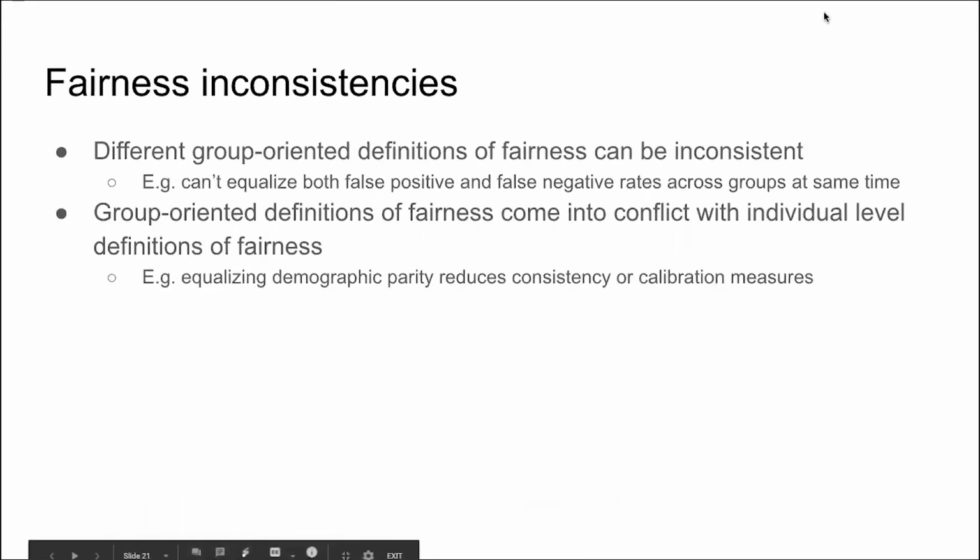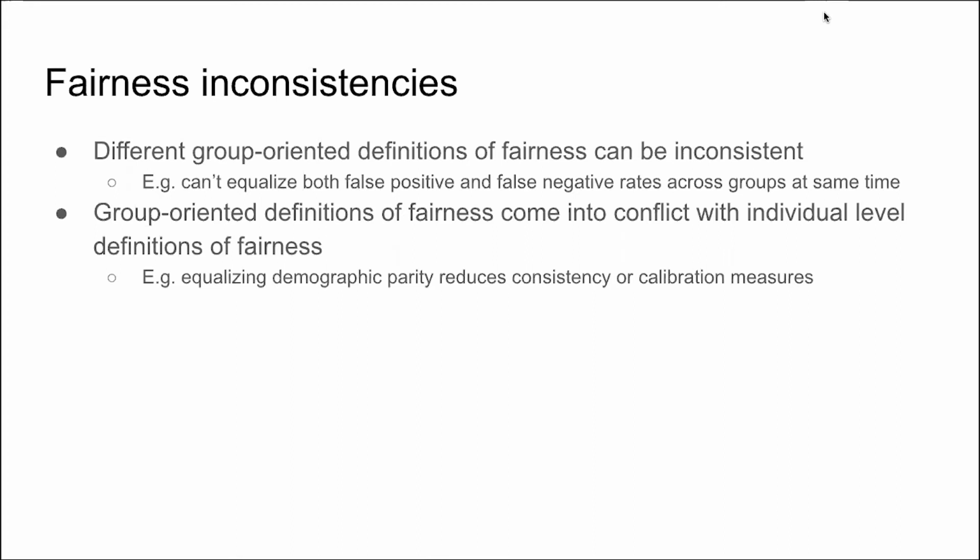There are fairness inconsistencies, though. Different group-oriented definitions of fairness can be inconsistent in the sense that you can't equalize them at the same time. So in many systems, you can't have the same false positive and false negative rates, say for different racial groups or gender groups at the same time. If you equalize the false positive rate, then the false negative rate won't be the same. If you equalize the false negative rate, then the false positive rate won't be the same.